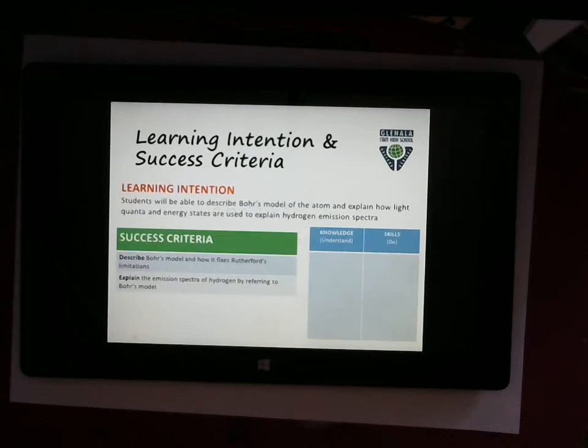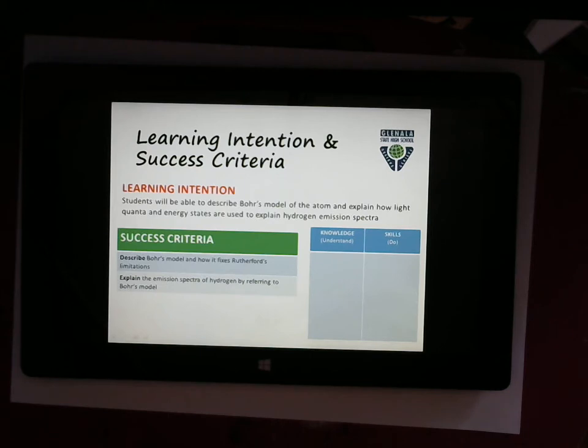Here are the learning intention and success criteria for this chapter. Please pause the video and attempt to complete the KS table down the bottom right. Okay, so having a look here, we can see that we've got a bit of knowledge verbs going on. We're about to describe Bohr's model of the atom, and explain how light quanta and energy states explain hydrogen emission spectra. So we're about to describe how it fixes Rutherford's limitations, and then explain the emission spectra of hydrogen by referring back to Bohr's model.